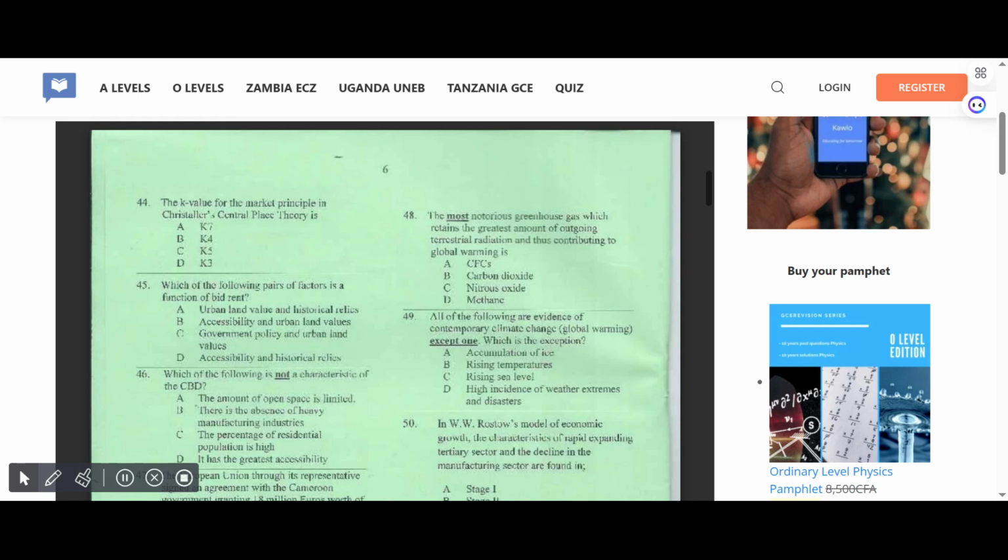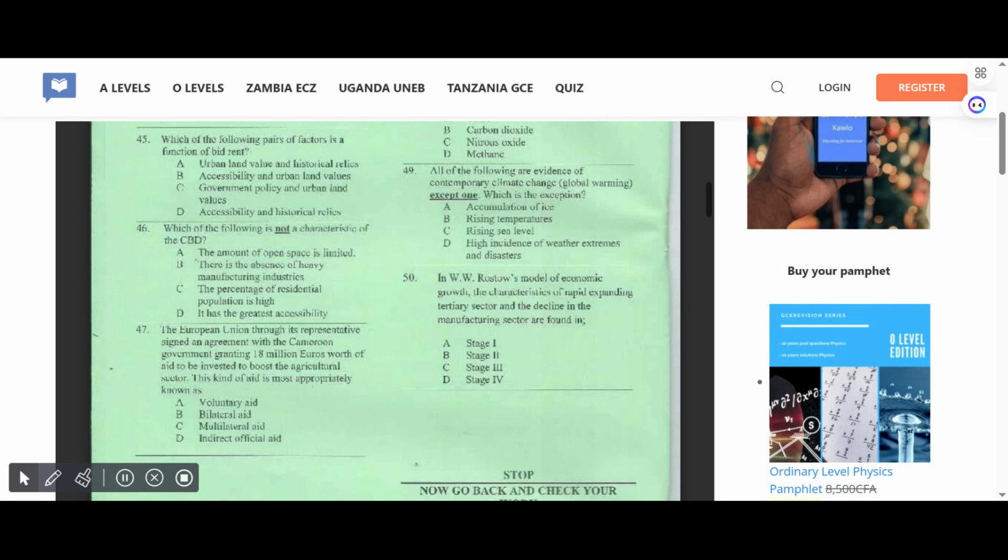The most notorious greenhouse gas which retains the greatest amount of outgoing terrestrial radiation and thus contributes to global warming is. Correct answer is B, carbon dioxide. All of the following are evidence of contemporary climate change, global warming, except one, which is the exception. Correct answer is A, which is accumulation of ice.